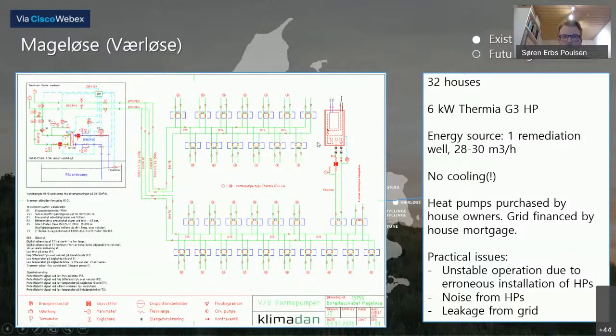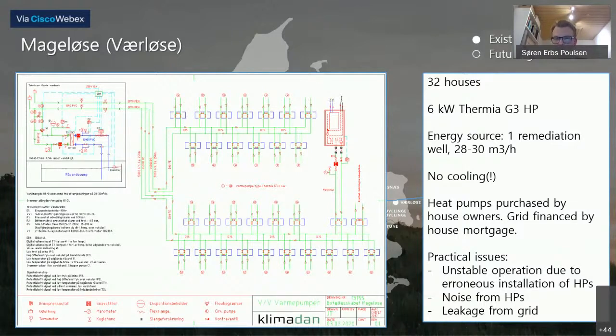It supplies 32 houses in total, one being this communal house that is shown here, and the rest are single family houses. 6 kilowatt heat pumps again. Once again, no cooling. It wasn't considered. And the heat pumps were purchased by house owners again. They are also responsible for maintaining them and providing service. And the grid is financed by taking mortgage in houses. So I guess it's also purchased by house owners.